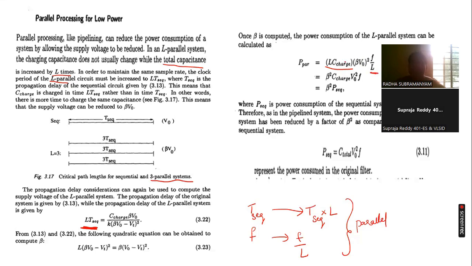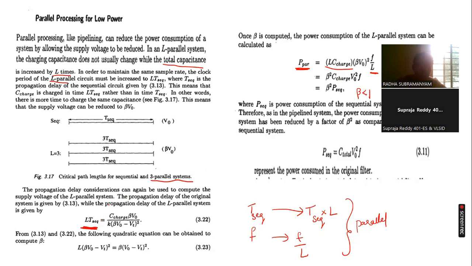So the L and L will get cancelled, and the formula remains beta square into the power consumption without the parallel processing. So this is the power consumption with parallel processing, and P sequence means the power consumption without parallel processing. Now it becomes beta square times, and the beta value is less than 1.